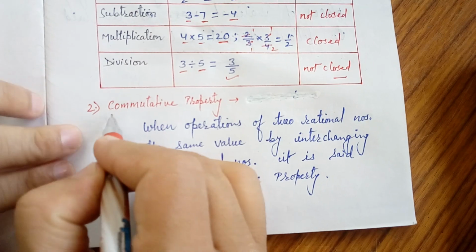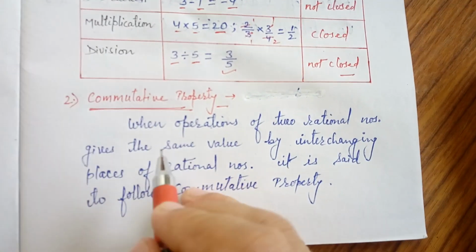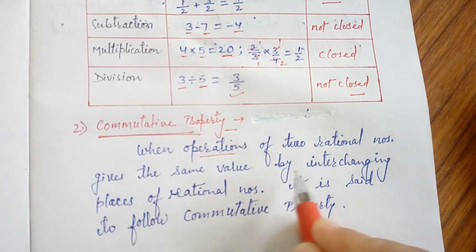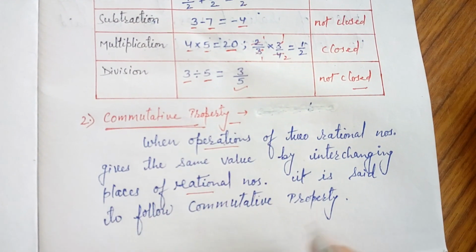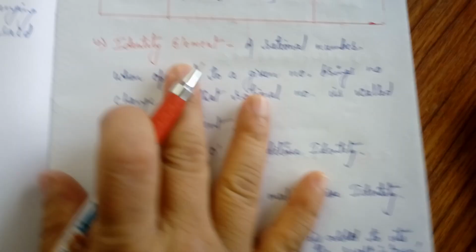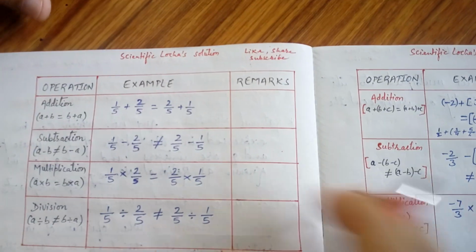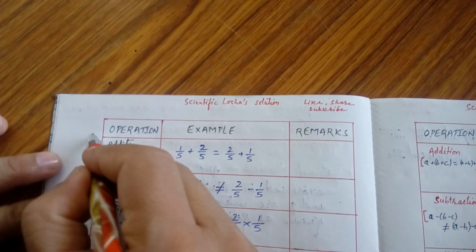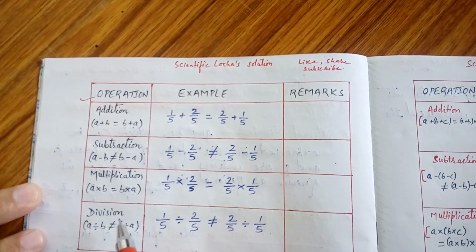Now commutative property. Commutative property, when operations of two rational numbers gives the same value by interchanging places of rational numbers. When we will interchange the places, how? Let us see how we interchange in examples. Suppose here we have taken some examples of rational numbers. Operations are, what are the operations? Operations are addition, subtraction, multiplication and division.